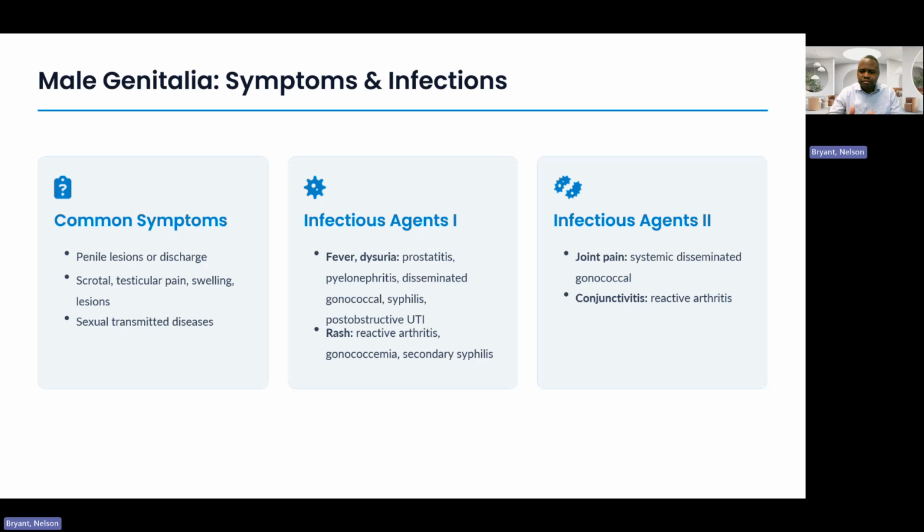Always conduct a comprehensive but focused assessment, and also ask about sexual history for assessing STD risk. Symptoms like fever and dysuria can also point to prostatitis, inflammation of the prostate. Systemic signs such as a rash or joint pain may also indicate gonococcal infection or secondary syphilis.